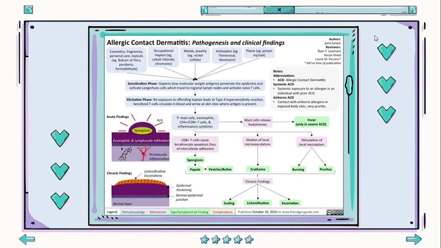Once the vesicles, erythema, burning sensation, and itchiness are present, it will likely lead to scaling, lichenification or the epidermal thickening, as well as excoriation. Excoriation is also called dermatillomania or the skin picking disorder, where you cannot stop picking at your skin. These three are the chronic findings of allergic contact dermatitis. That is all for the pathophysiology of allergic contact dermatitis.